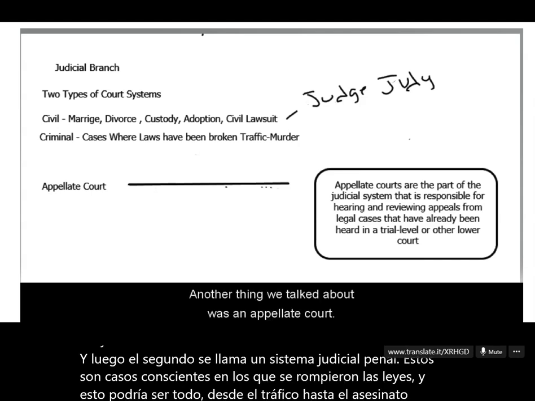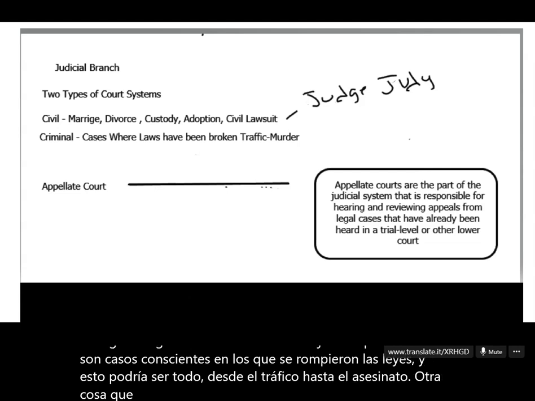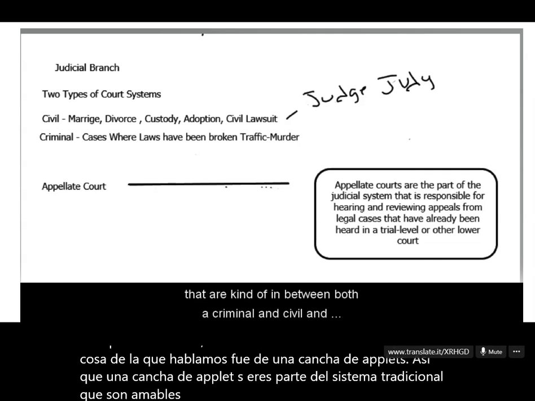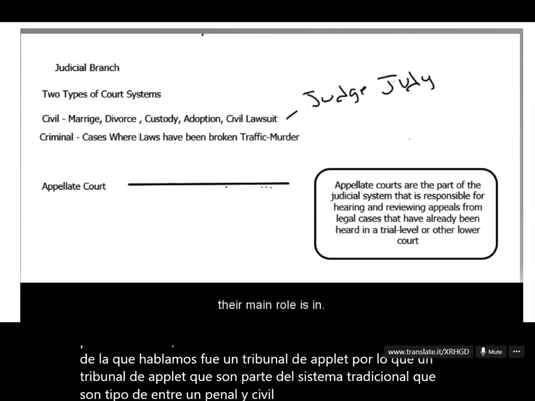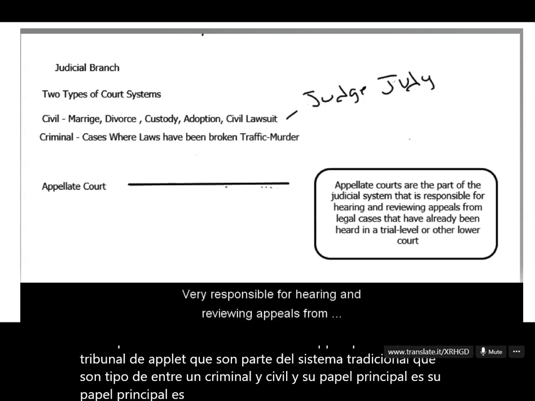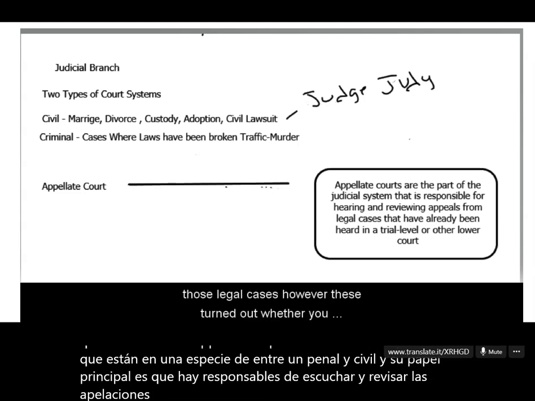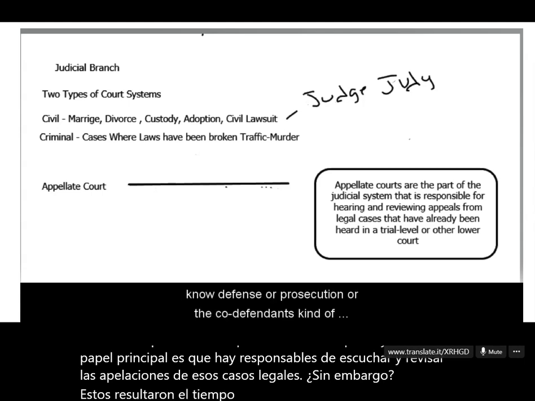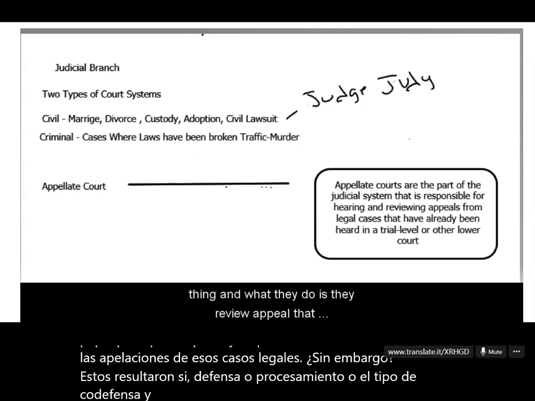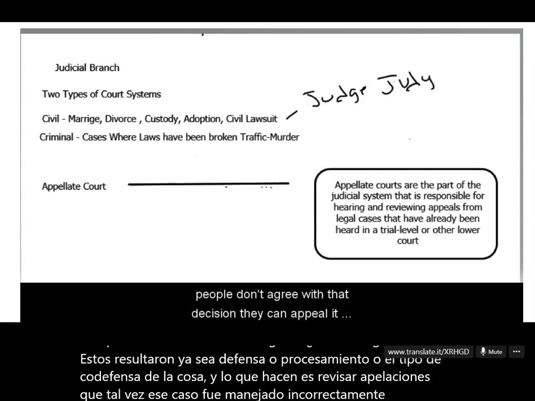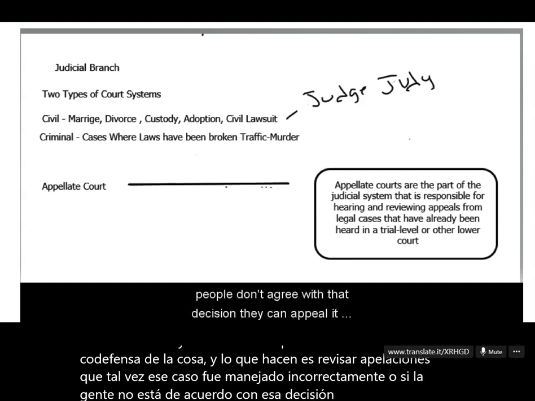Okay. Another thing we talked about was an appellate court. An appellate court is part of the judicial system that is kind of in between both criminal and civil, and their main role is they're responsible for hearing and reviewing appeals from those legal cases. What they do is review appeals where maybe that case was handled incorrectly, or if people don't agree with that decision, they can appeal it, hoping to get that case heard again.